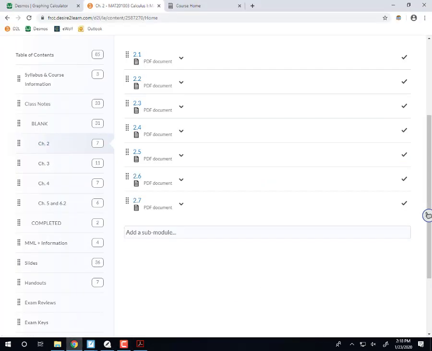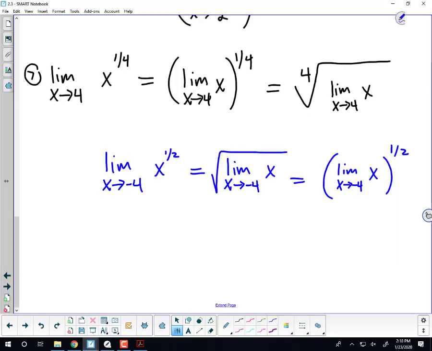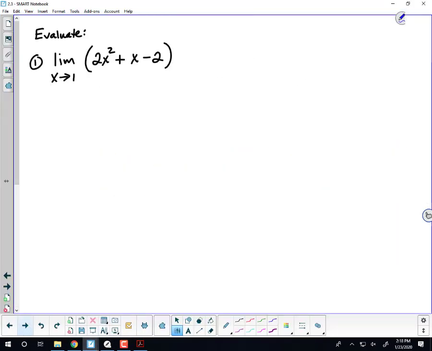Okay, so we'll go on through 2.3 here. And like I said, we're going to use those limit laws to look at an example of a polynomial function, taking a limit.